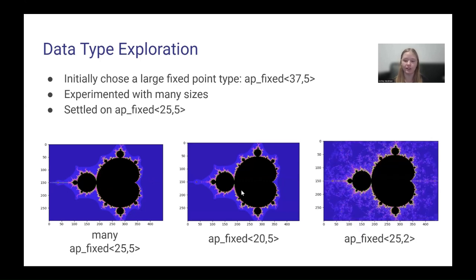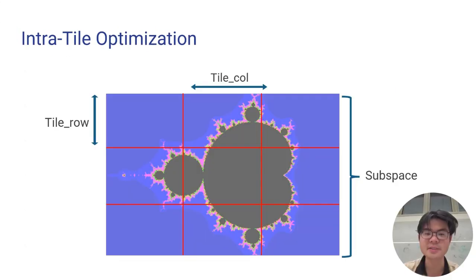The rightmost image obviously has some issues. This is due to overflow. Our design checks against a magnitude of four divergence, and just 2 integer bits cannot represent that large of a number. In an attempt to optimize our design, we exploited intra-tile parallelism for Mandelbrot computation.